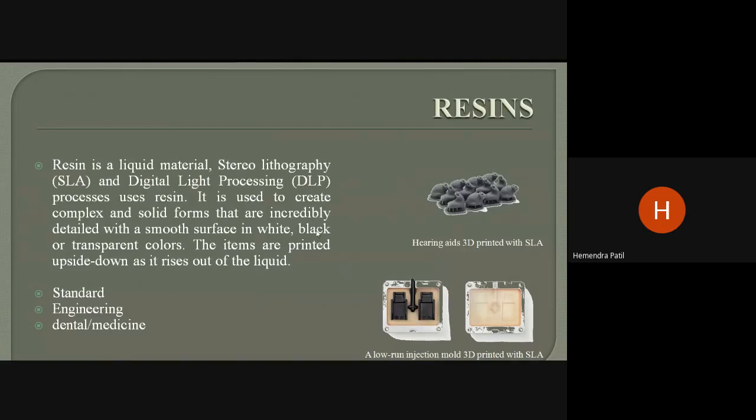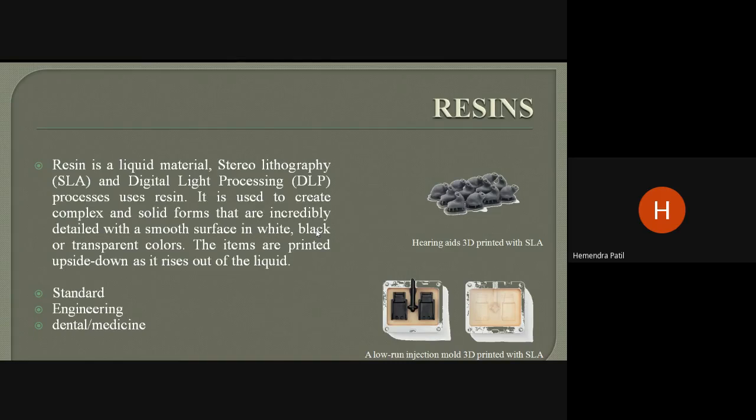We can categorize resins into several types. Standard resins are used for general purposes. Tough and flexible resins are used for functional purposes, and high temperature resins are also available. There are also durable resins, castable resins, ceramic resins, and biocompatible resins. So there are wide categories in resin. First I want to discuss the standard resin.